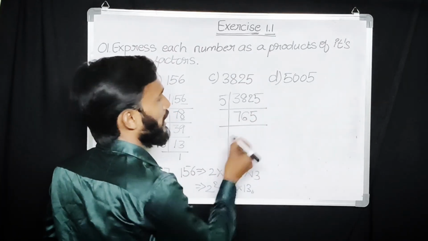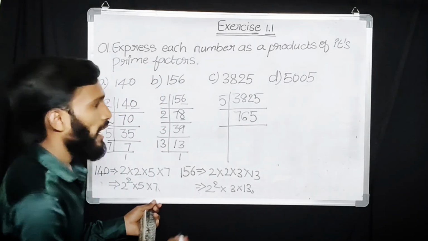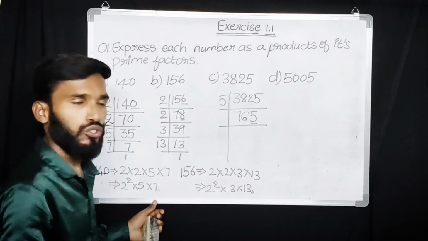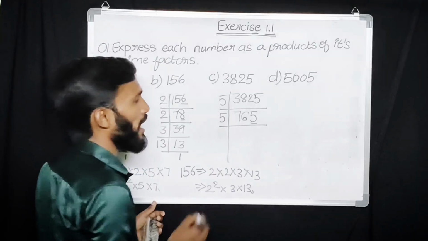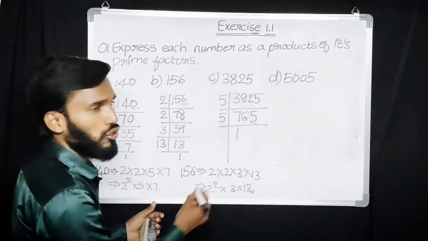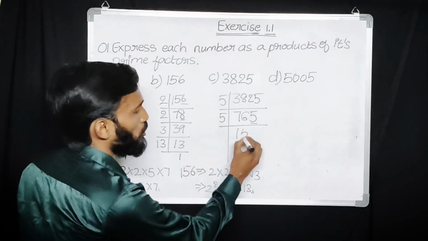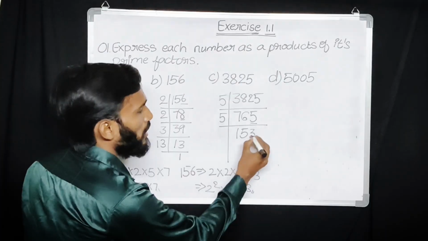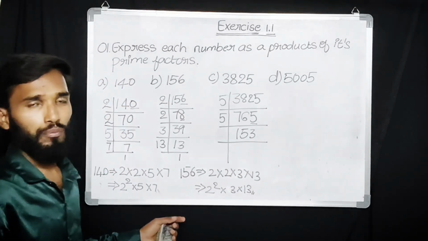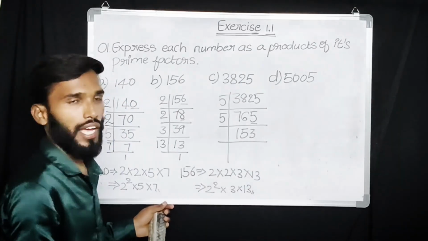5 times 30, 5 times 25. Again the last digit is 5, so this number is also divisible by 5. 1 fives are 5, 2 is left here, 26. 5 times 25, 1 is left here, 15. 3 times 50. If you observe, here the last number is not 5, not even.